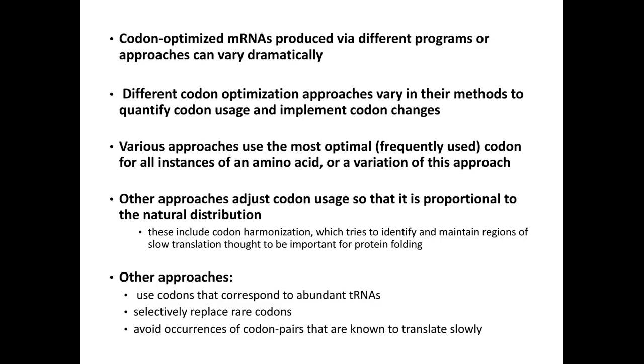So you try to maintain regions where you have rare codons, so you try not to disrupt protein folding, for example. Other approaches use information about using codons that might correspond to abundant tRNAs, or just selectively replacing the rare codons but keeping other things more or less the same, or avoiding codon pairs, which in some cases are known to slow down translation.